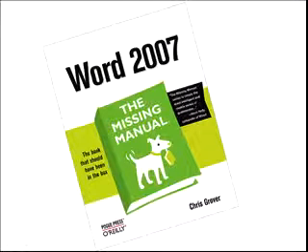Well, that's your whirlwind tour of Word 2007's outlines. There's a whole chapter on the subject in Word 2007, The Missing Manual.